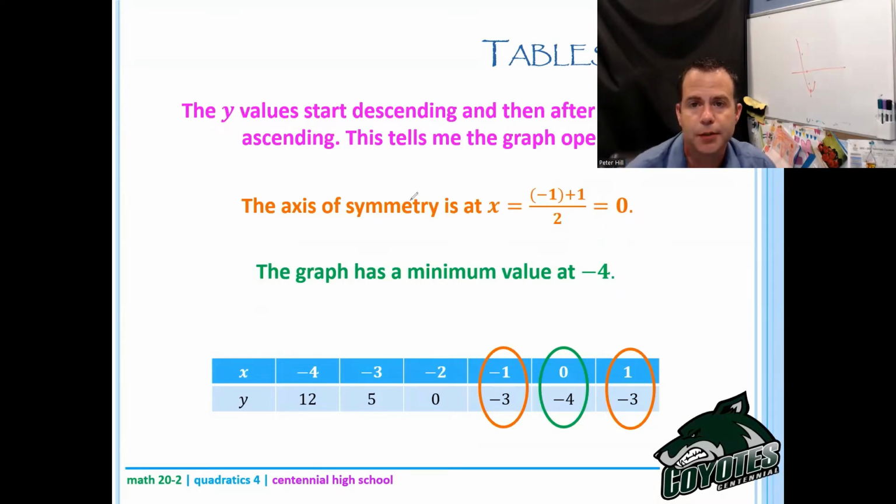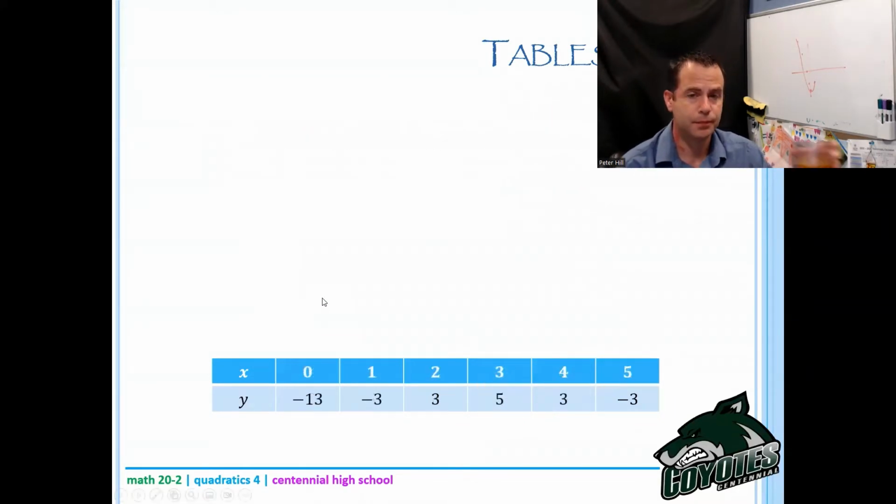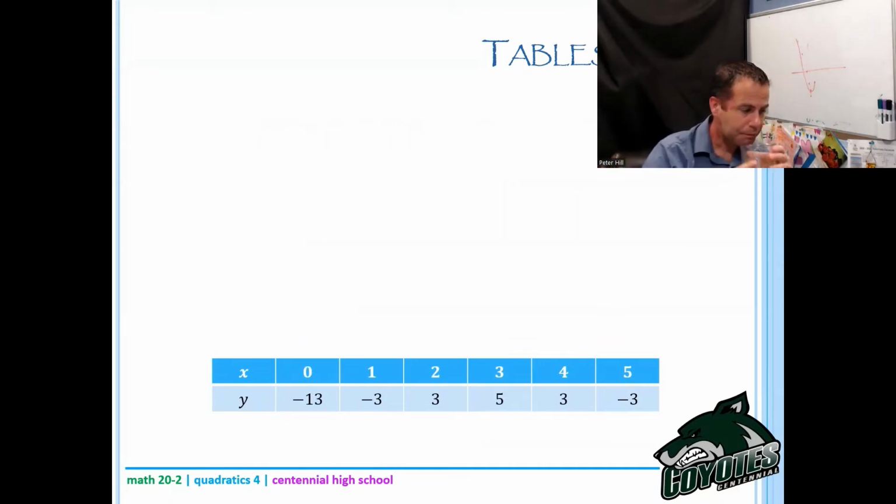All right, good work. Let's try another graph. So take a look at this one. Again, you can see that as my x's go up, that means I'm reading left to right on the graph. This one I'm going to try not to plot. We're just going to read the numbers.